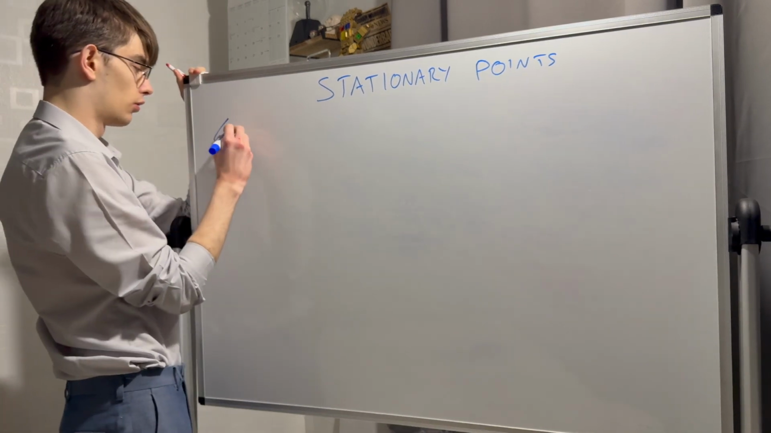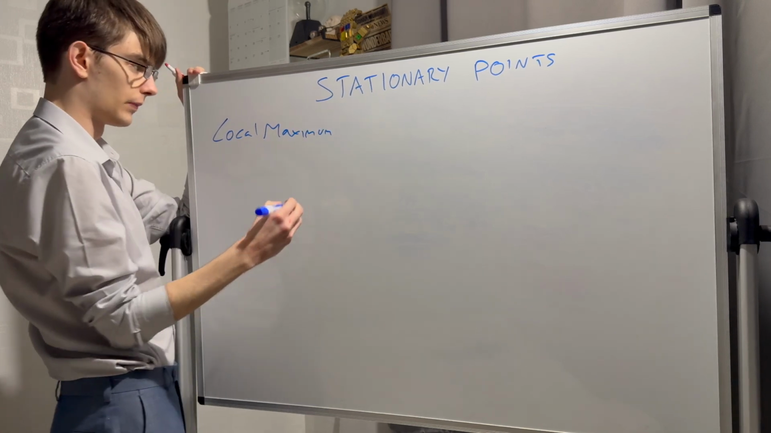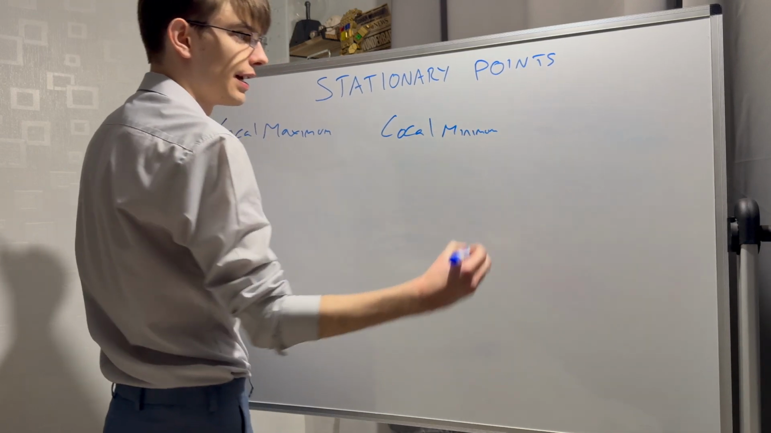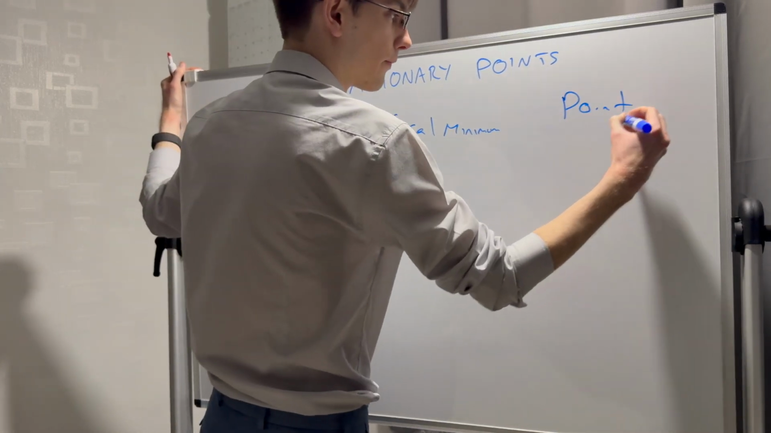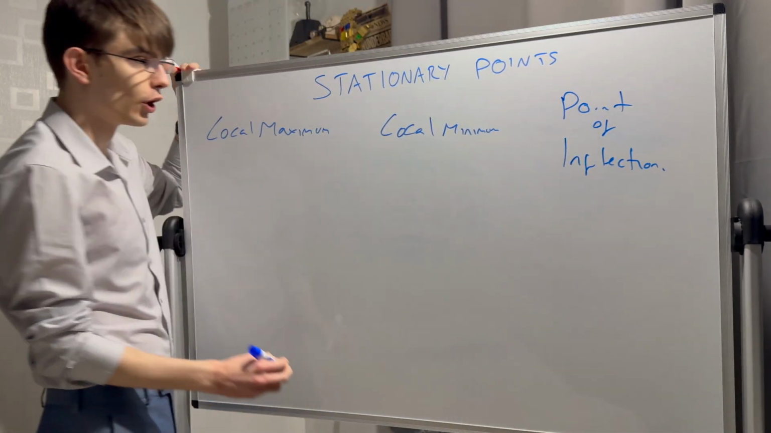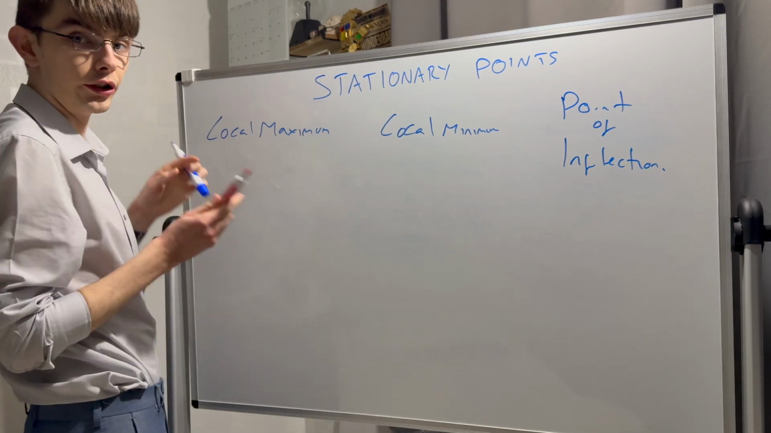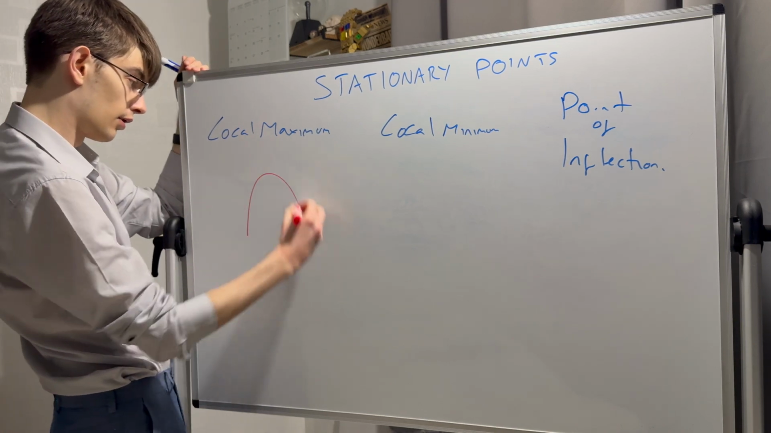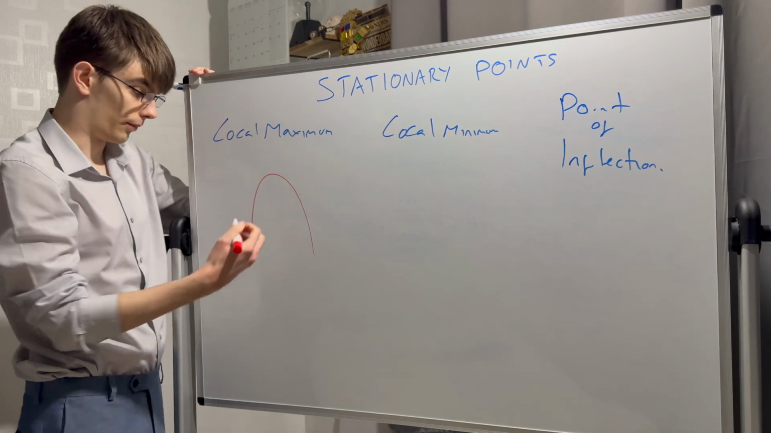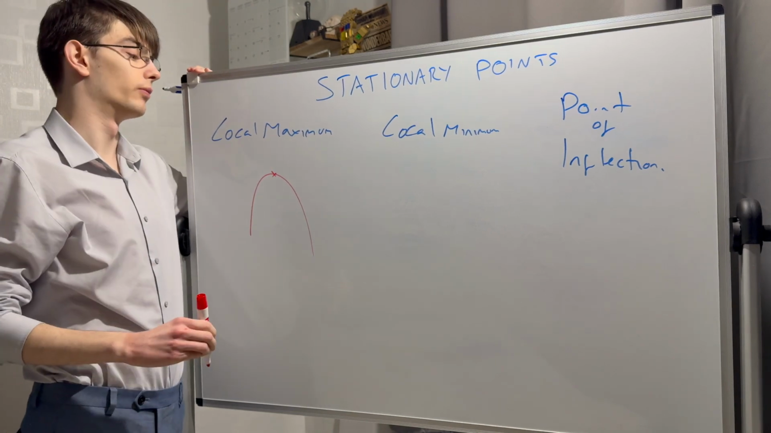There is a local maximum, a local minimum, and a point of inflection. So, what do each of these mean? Well, a local maximum, as the name alludes to, is a stationary point that is at a maximum point in a curve. So, the curve goes up and up and up, hits a maximum point, and then comes back down.